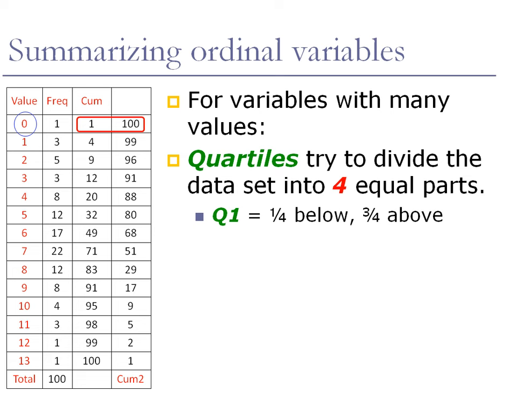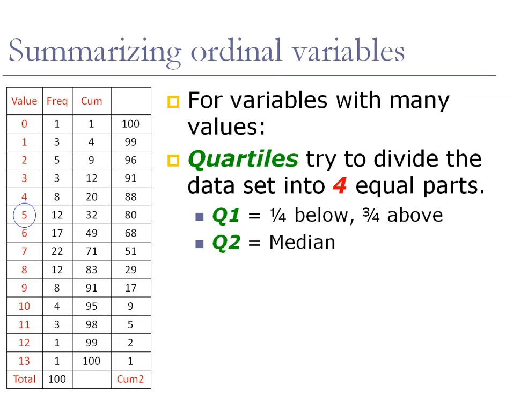So we want 25 values to be at that value or below, and 75% to be at that value or above. So as we scan through the data, we keep going and keep going until we get here. Notice the value 5 is such that 32 observations are at 5 or lower, that's more than 25, and 80 observations are at 5 or above, that's more than 75. So that would be the first quartile, or Q1.